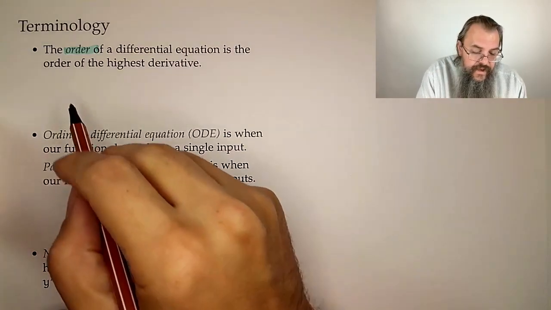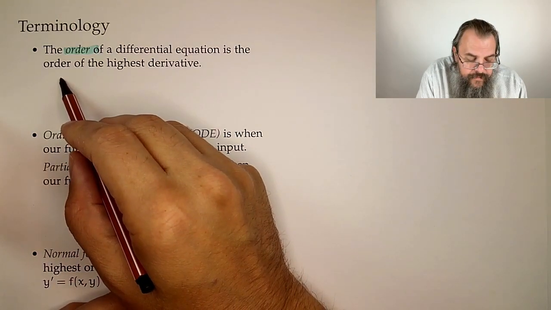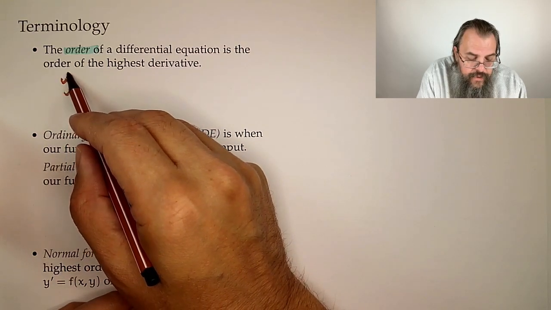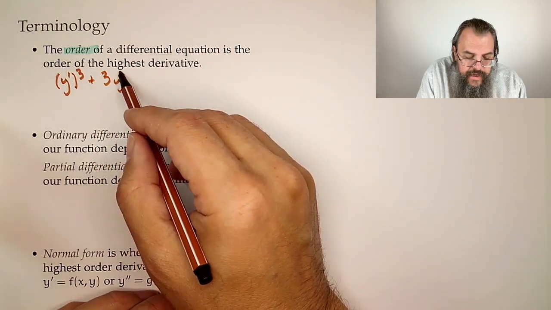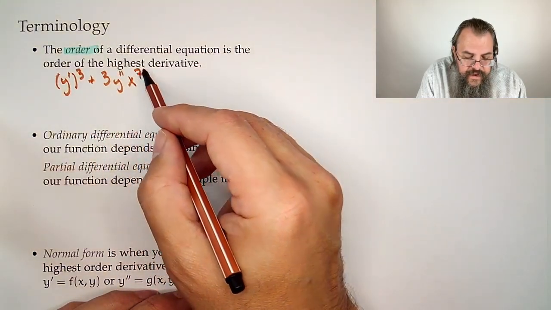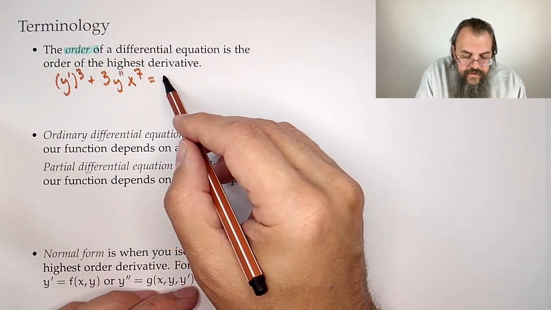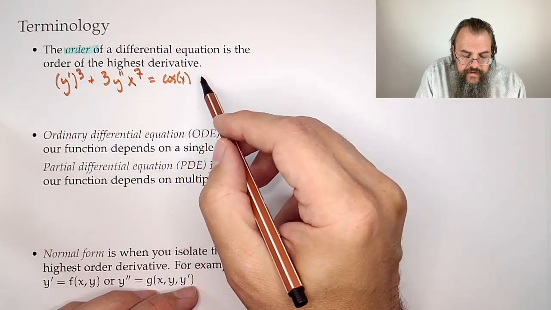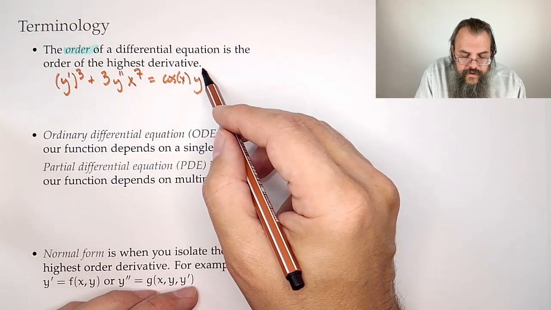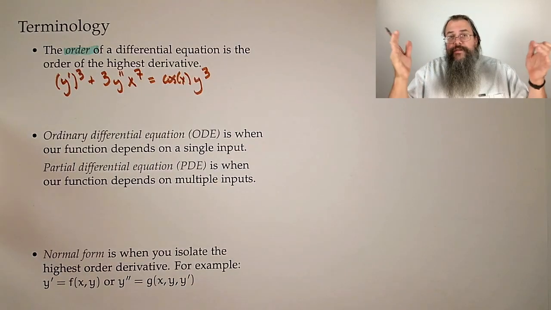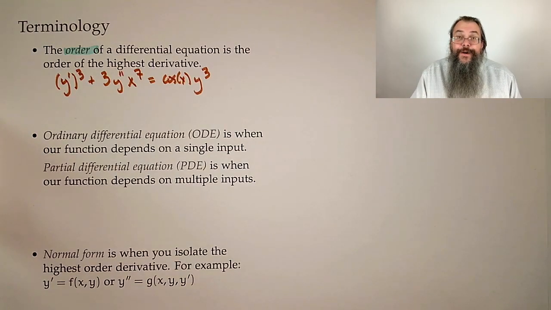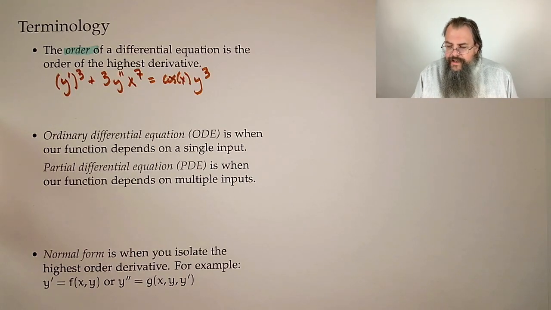That's the order. So for instance, we might see something like y prime cubed plus 3y double prime x to the 7 equals cosine x y to the third power. All right, there we go. I'll just make one up. Okay, what's the order? Well, we start scanning and saying, okay, where are our derivatives? And we see two places where derivatives show up.